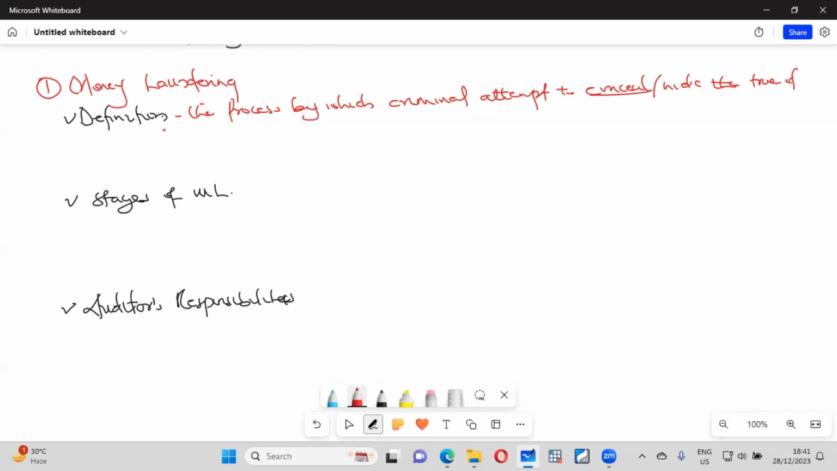of the true source of their illegitimate funds, and make it look like it's from a legitimate source.